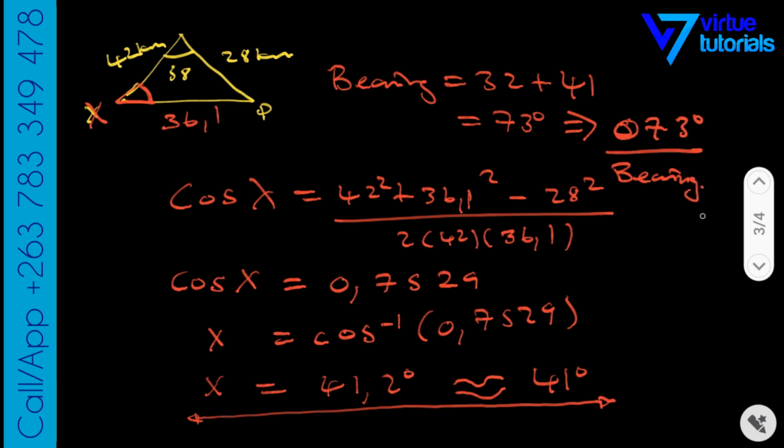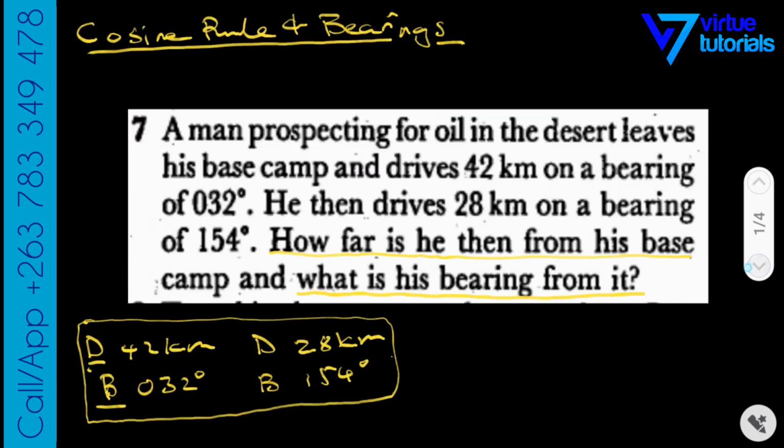So there you have it. We successfully calculated the distance from the base camp and the bearing from the base camp. The distance from the base camp was 36.1 kilometers, and the bearing from the base camp was 073 degrees.